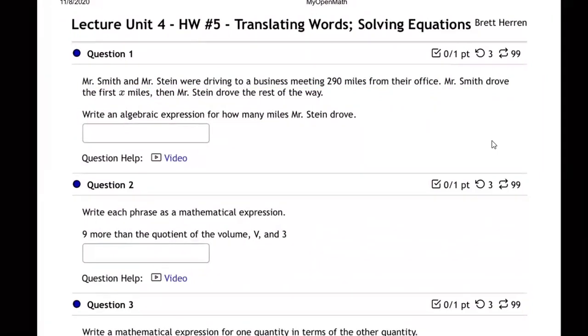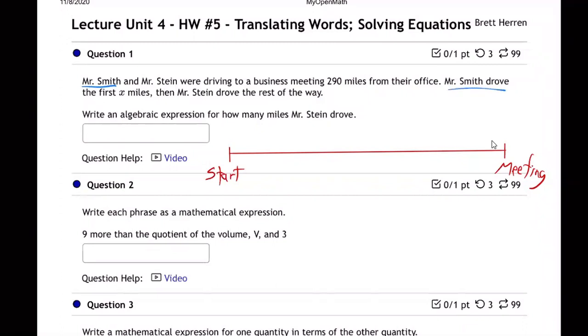It might be helpful to do a diagram. Certainly not required, but I'm going to do it because I think it might help you. So let's think about it. Here's where they're starting, and here's where their meeting is, where they're driving to. The first part of the journey is Mr. Smith. Mr. Smith drove the first X miles. I don't know what that is, X, so I'll just say to here.